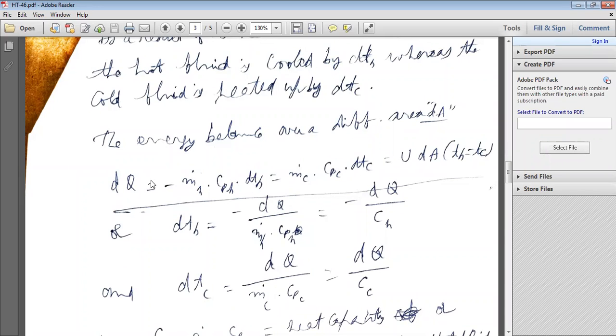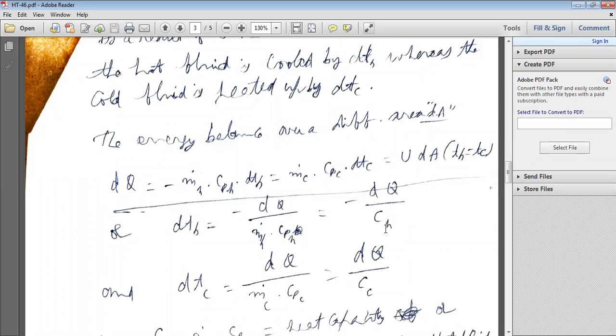dq is equal to minus m dot h into Cph into dTh. From this relation, how do you get dTh? dTh is equal to minus dq divided by m dot h into Cph. Now we can replace this product of mass and specific heat with a capital C, the heat capacity.